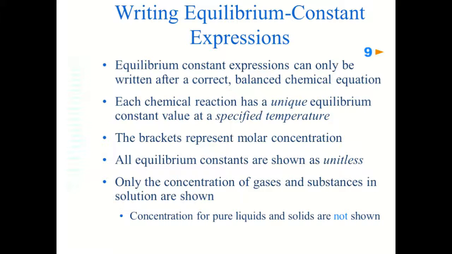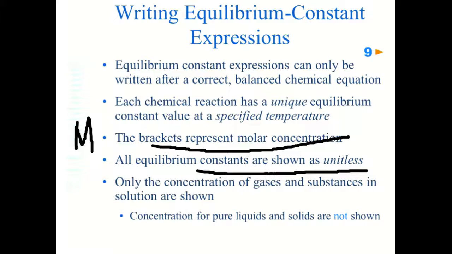They're all molarities, and it'll be given to you as such. Just watch. The important thing is some rules that you have to remember. The brackets represent molar concentration, which is the big M. All constants are shown as unitless, so there is no unit for this calculation. When you finish the K equilibrium, it's just a number.